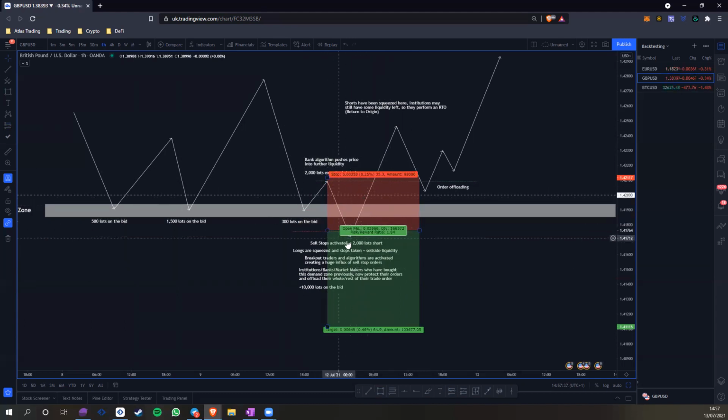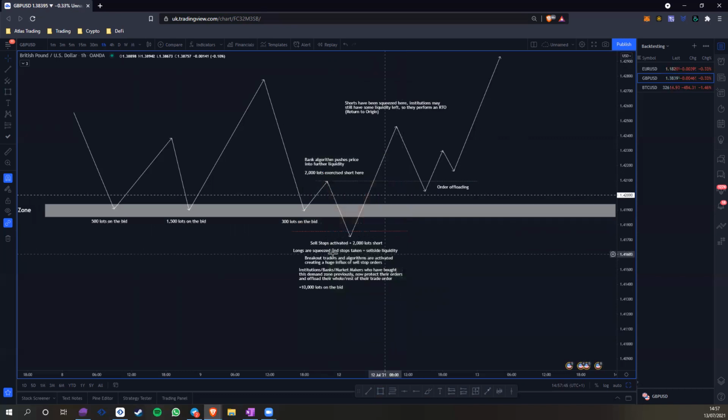Not all the time, but in this example, this is what we see a lot in the market, and this is in essence what we trade. So they're going to run straight to stop.